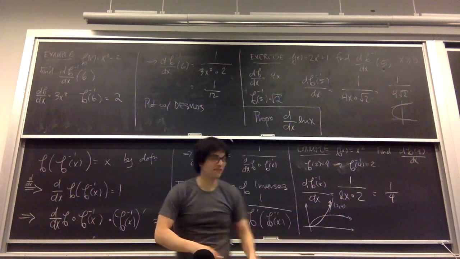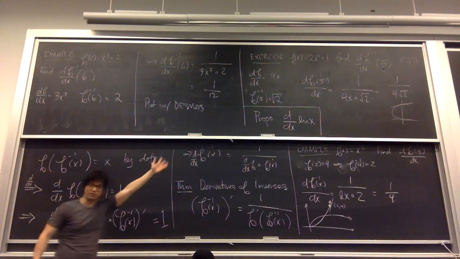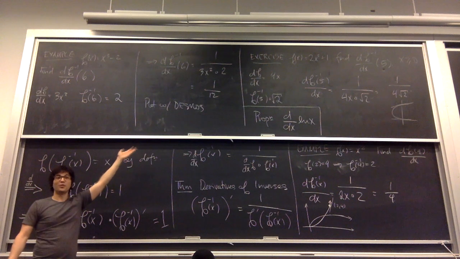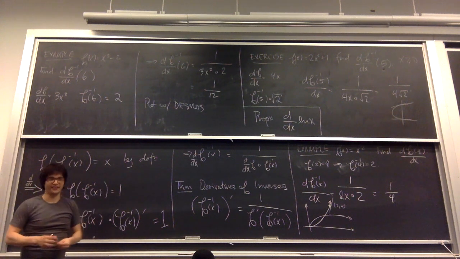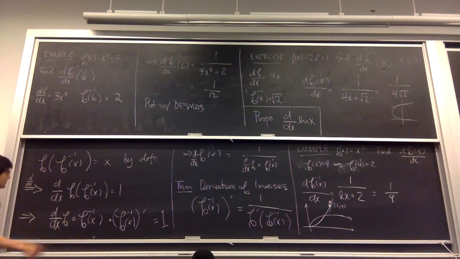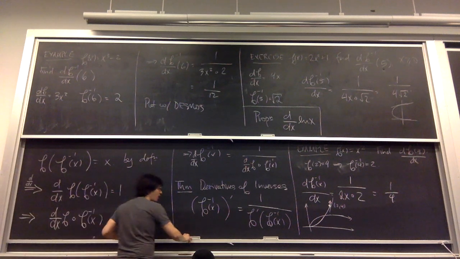I want you to use the rules I gave you to find what this is. Does anyone know from memory? 1 over x. Why? Not because your math teacher decided, but because it's a consequence of some rules. So try to figure out why it's 1 over x.